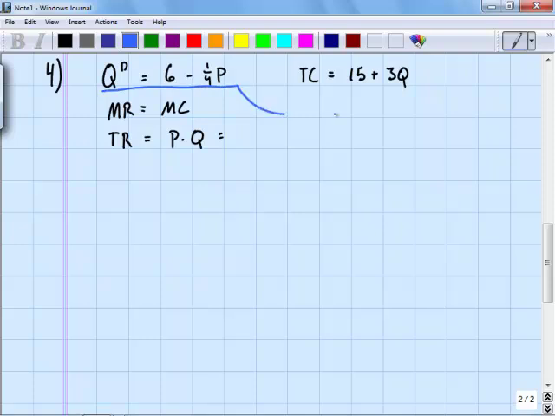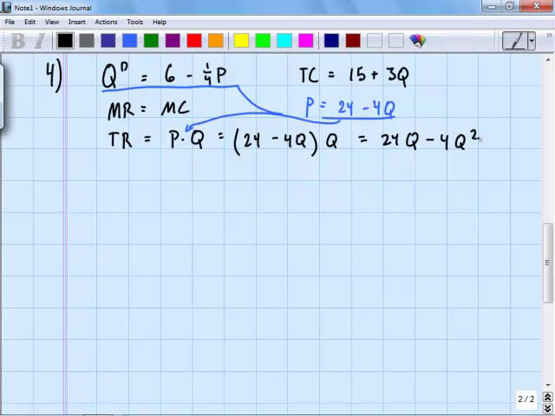If I bring P all alone to one side, it's 1/4 P is equal to 6 minus Q. Multiply through by 4. Oh, that was pathetically ugly. I can fix that. The inverse demand function is going to be P is equal to 24 minus 4Q. I can then take that function and plug it in here, so now I'm good to go. So it's 24 minus 4Q price times quantity. That's going to give me 24Q minus 4Q squared.